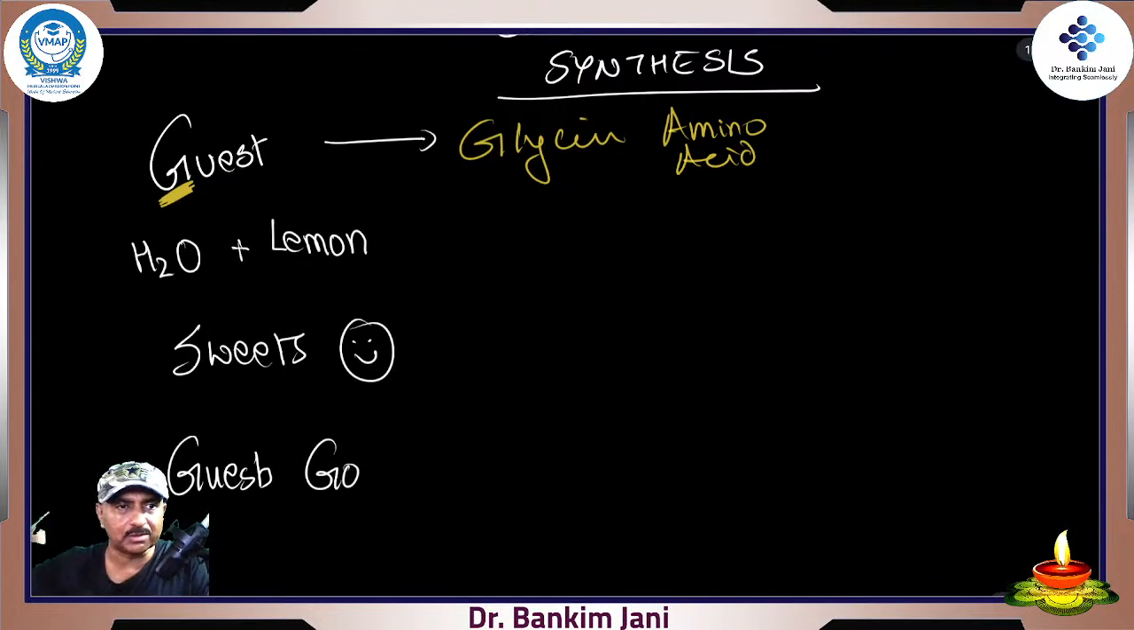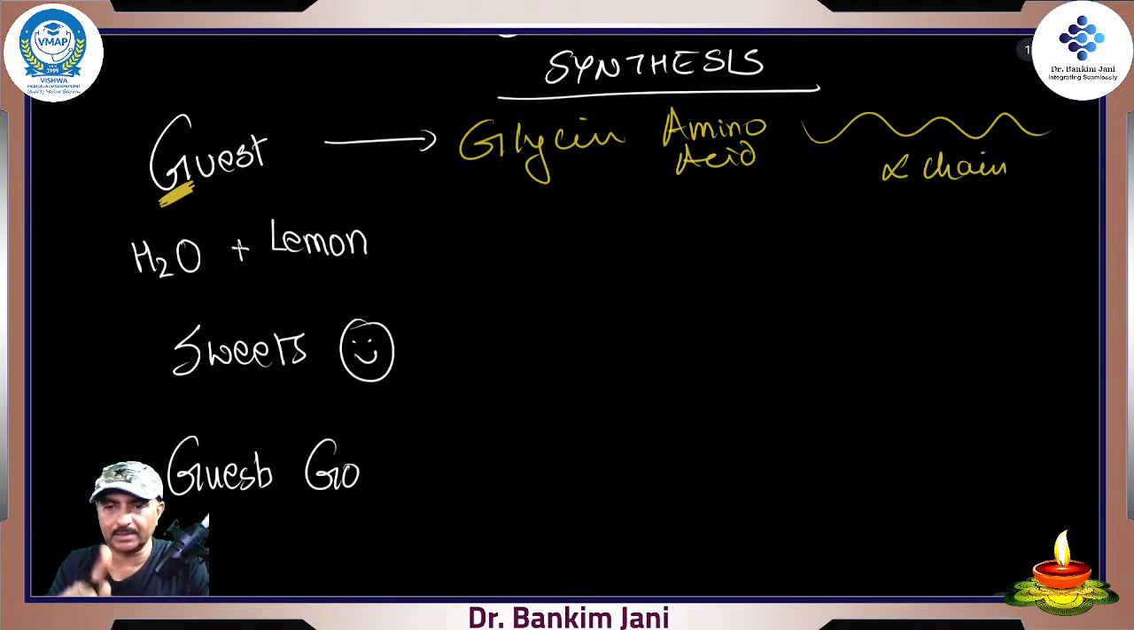Well, it looks like this. It is what is called the alpha chain. Alpha chain. It is a single chain, right? So one glycine has come, right? This is our guest, correct? This amino acid, which is like a single chain.